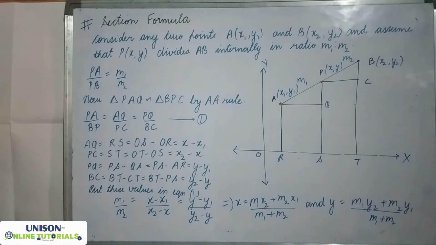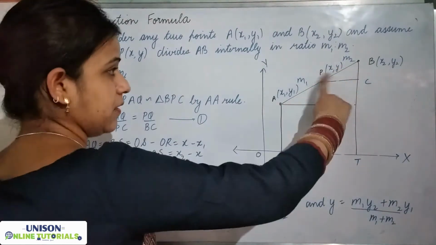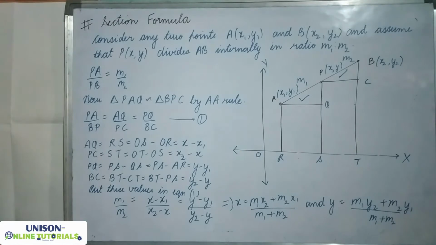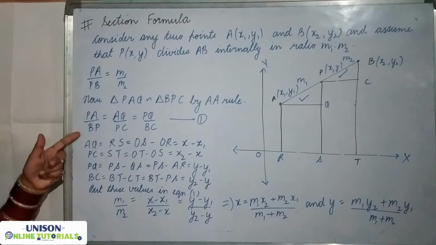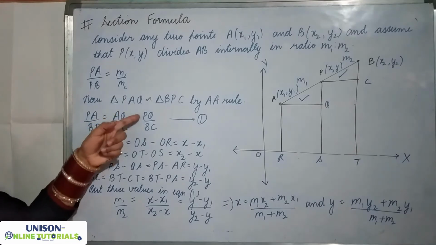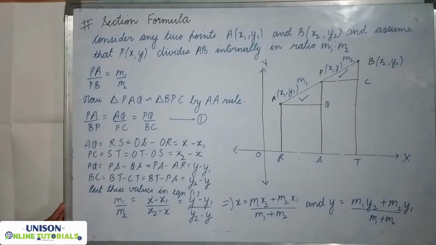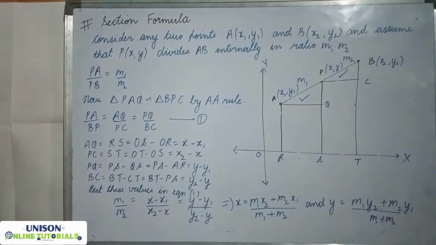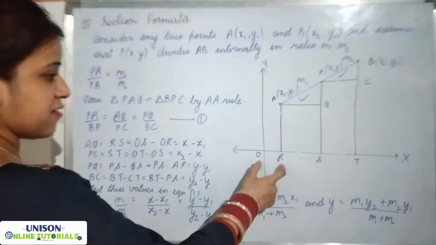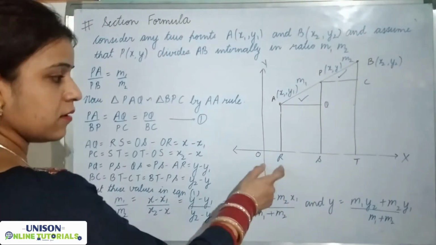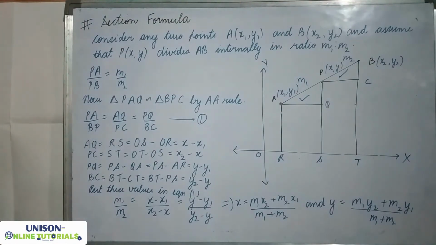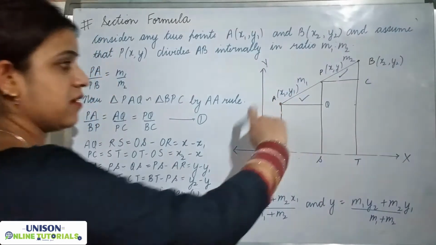Now, triangle PAQ and triangle BPC, these two triangles are similar by angle-angle criteria. So here we can say that PA upon BP equals AQ upon PC equals BP upon BC, and this is equation first. Now check AQ equals RS. Yes, AQ equals RS, or you can say OS minus OR. If we subtract OR from OS, then we get RS, and RS also equals x minus x1.